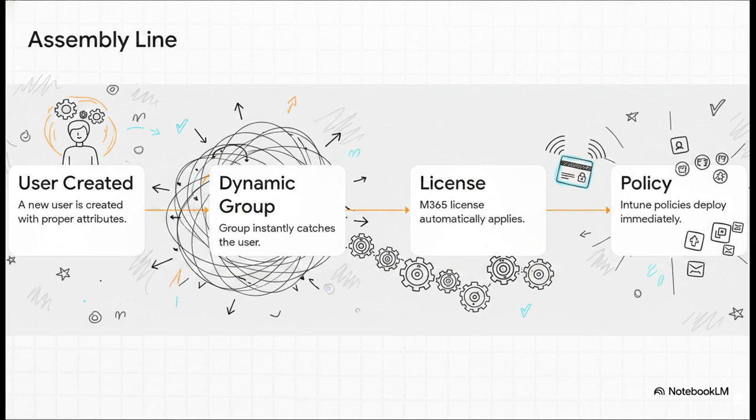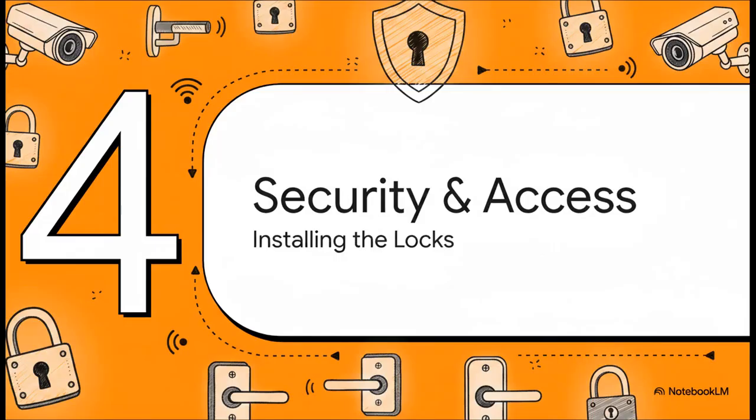Because that group is tied to your software licenses, the user's Microsoft 365 license automatically applies. And Step 4. Intune policies, like Wi-Fi profiles or app deployments, deploy immediately. By the time that user logs in for the very first time, the lights are on, the water is running, and their digital workspace is fully functional. Zero IT bottlenecks required.